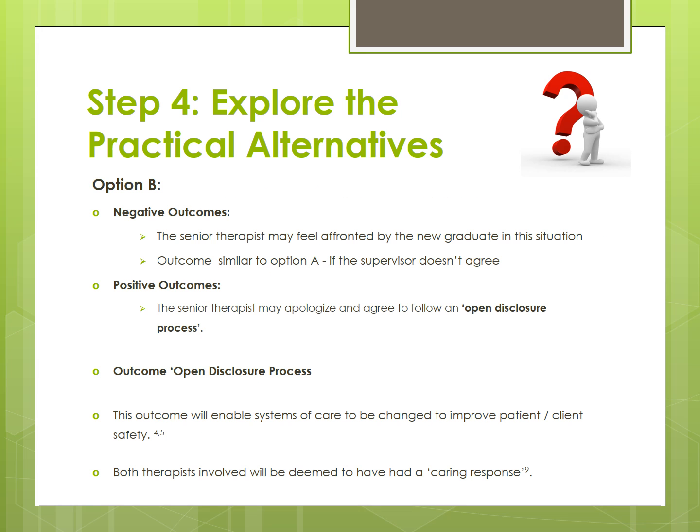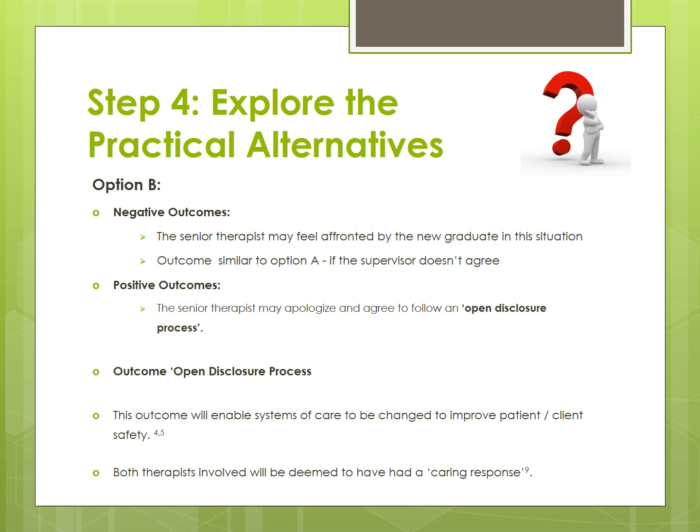Negative outcomes to option B. The senior therapist may feel affronted by the new graduate in this situation. This outcome may be similar to option A if the supervisor doesn't agree. But the positives: the senior therapist may apologise and agree to follow an open disclosure process.